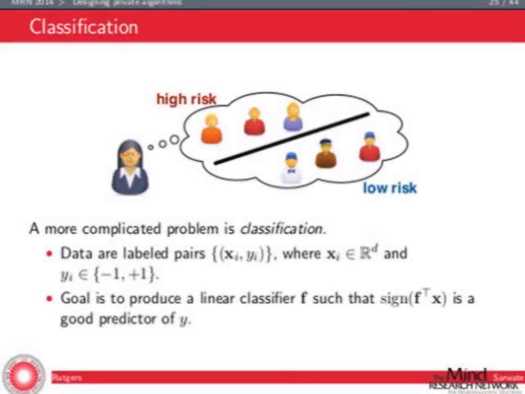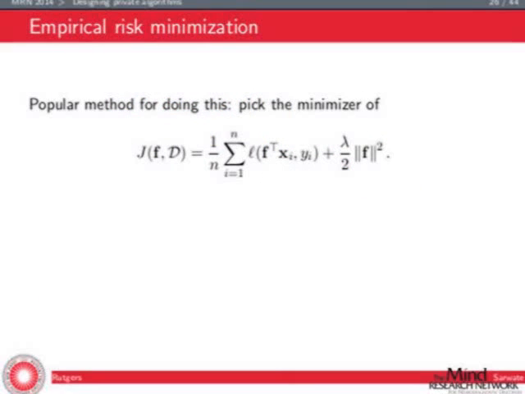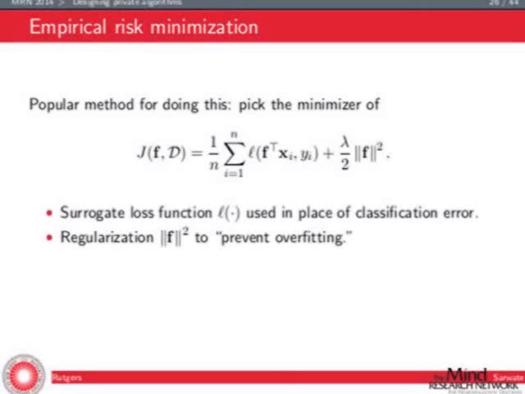So the goal in this model is to produce a linear classifier, in this case F. It's another vector, and F determines this boundary region. It's time to decide. A popular way of doing this, and this is, I guess, the most math that's going to happen, is to pick the minimizer of this function. The function is the sum of two terms: the empirical risk, that is, how good is F on my existing data set, summed over my data points, and then this regularization term, which is so-called to prevent overfitting.